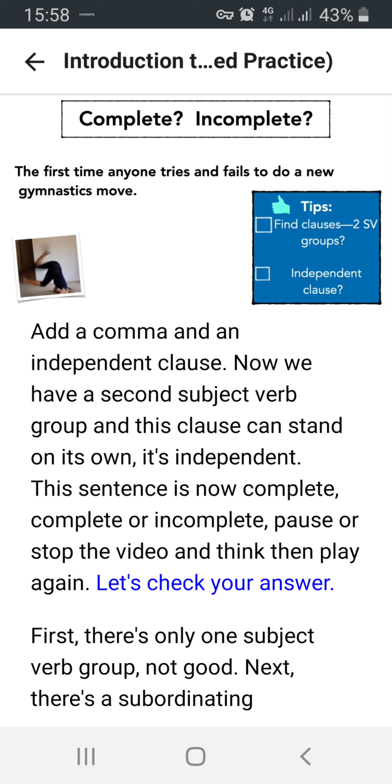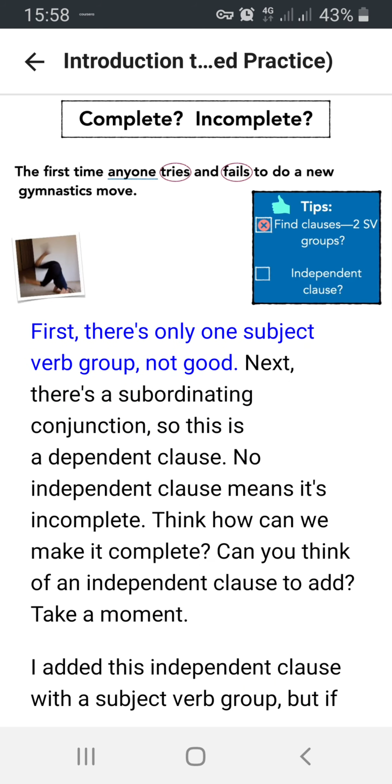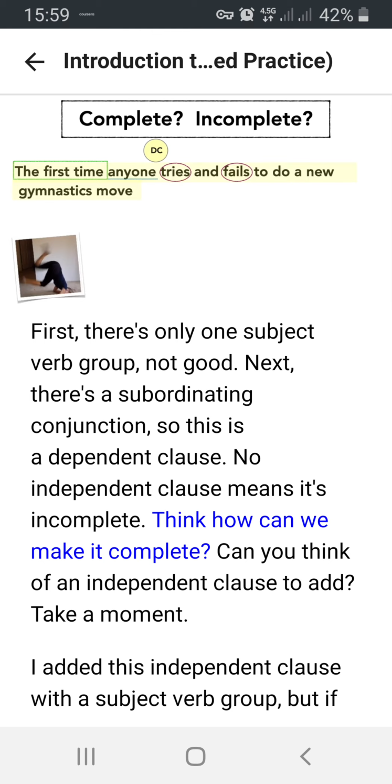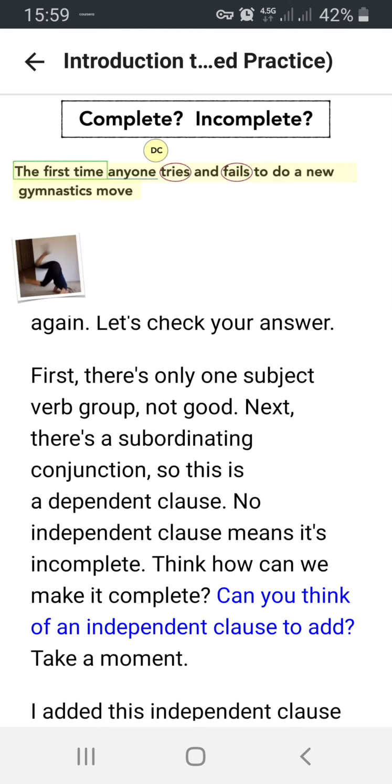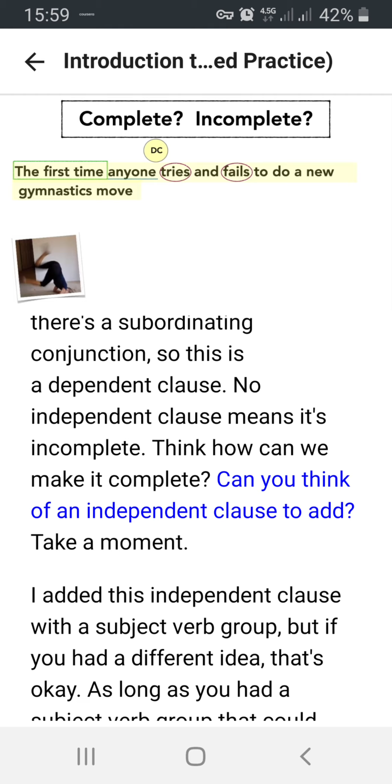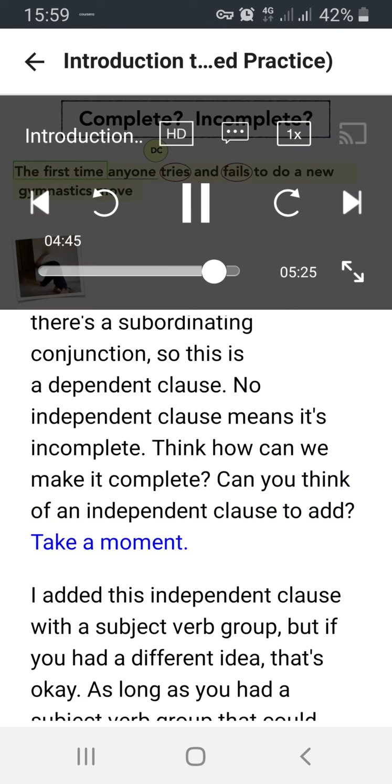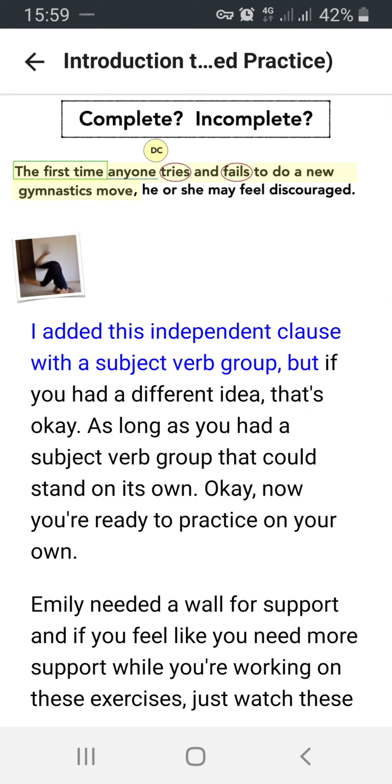Let's check your answer. First, there's only one subject-verb group. Not good. Next, there's a subordinating conjunction, so this is a dependent clause. No independent clause means it's incomplete. Think, how can we make it complete? Can you think of an independent clause to add? Take a moment. I added this independent clause with a subject-verb group, but if you had a different idea, that's okay, as long as you had a subject-verb group that could stand on its own.